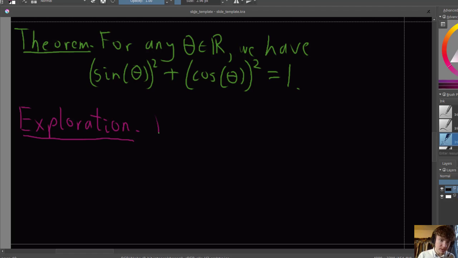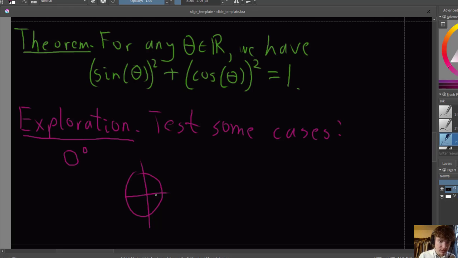Okay, so why don't we test some cases. So we've already computed a few values of these sine and cosine. So let's try, for instance, 0 degrees. Alright, so we saw that on the circle, the point at 0 degrees is right here, this point on the x-axis. So that has x-coordinate 1 and y-coordinate 0.